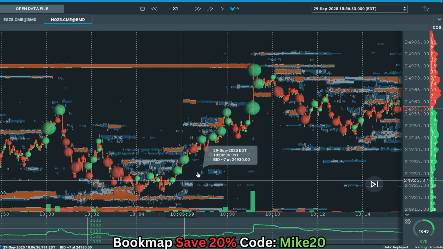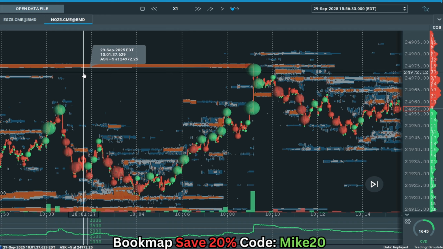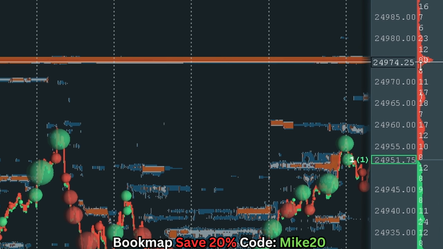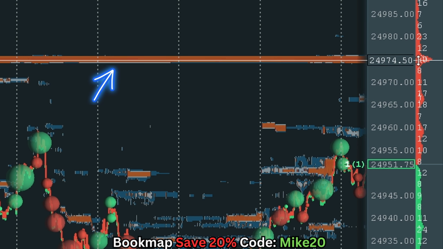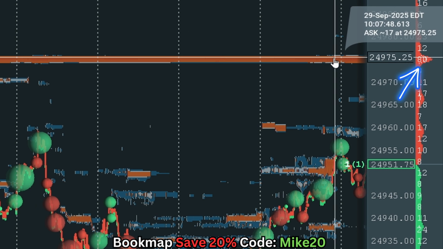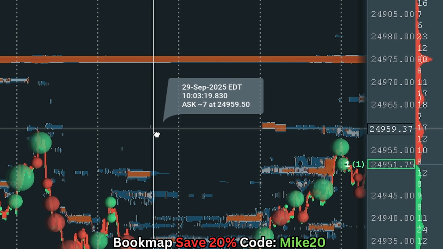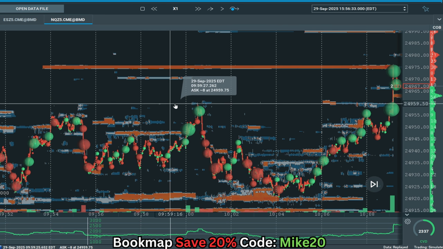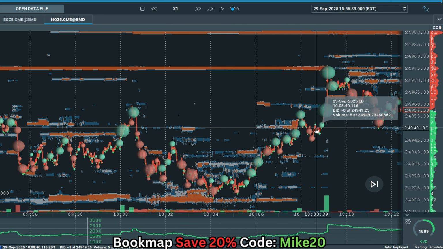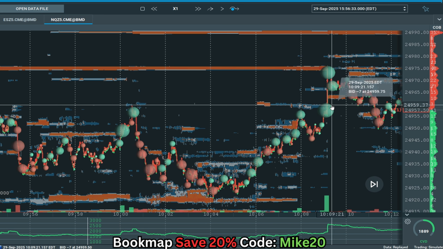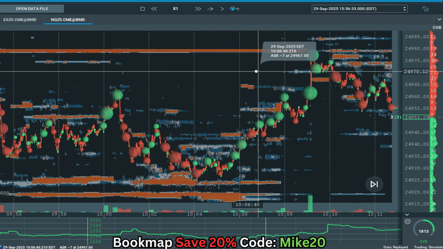Now, I want you guys to pay very close attention. Notice right up here, I'm going to scroll this back right here. If we look right over to the right, we can see we had right around 80 contracts sitting here at 24,975. And if you look, we had a swing point here, here. So is it any real surprise when the market breaks? This is the area that it runs to.